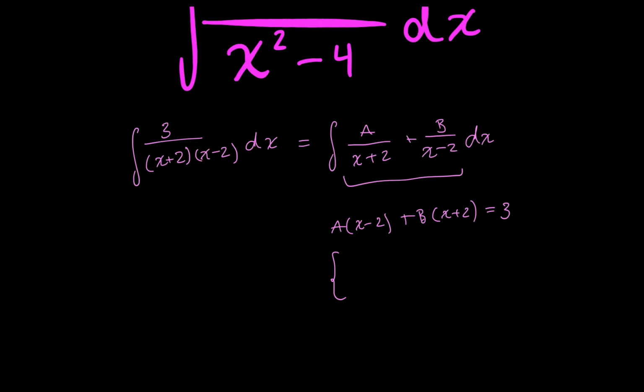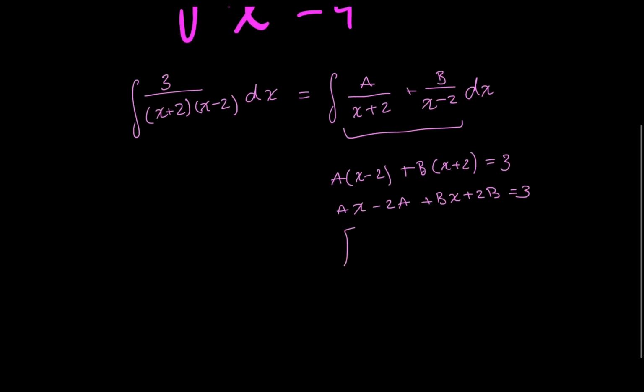So actually before that, I'm going to distribute my A and B. I think that makes things simpler, but again, you do what you think is easiest for you. So I'm going to end up having this. And now I can create my system of equations. What I like to do is look at the terms with the same degree on the left-hand side and then equate them to the same degree on the right-hand side.